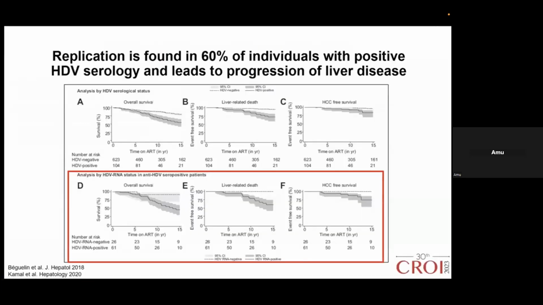Okay, hepatitis D replication specifically is associated with having poor outcomes. About 60% of individuals who are seropositive with hepatitis D are found to have viral replication. And viral replication in particular has been associated with poor overall survival, as indicated by the solid black lines in the graphs in the red box, increased liver-related death and hepatocellular carcinoma compared to RNA-negative individuals represented by the dashed lines.